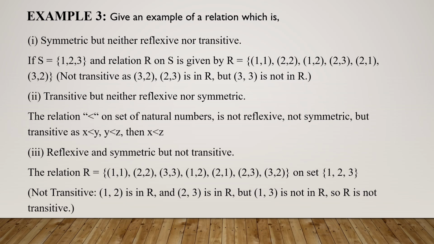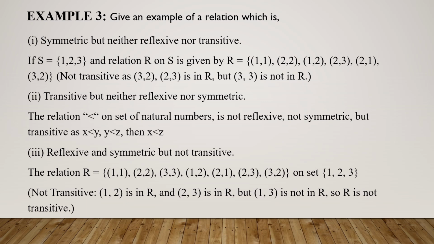Second case, give an example of a relation which is transitive but neither reflexive nor symmetric. Now we have seen previously that if you have the relation less than on the set of, say, natural numbers, then we can say it is not reflexive because you cannot write 2 is less than 2. Correct? Can you write it as symmetric? No. 2 is less than 3, then 3 will obviously not be less than 2. So it is not symmetric, but it will always be transitive. Why? Because 2 is less than 3, 3 is less than 4, obviously 2 will be less than 4. So for the relation less than on the set of natural numbers, you can say that it is neither reflexive nor symmetric, but it is transitive.